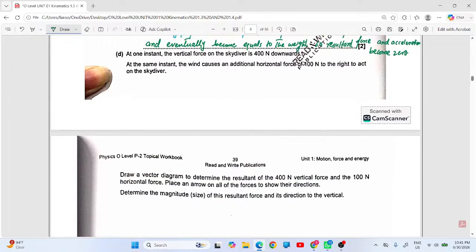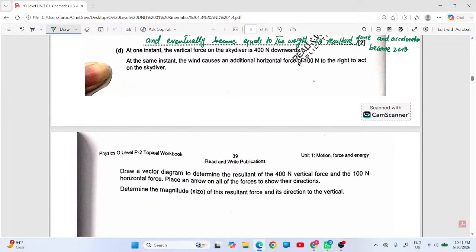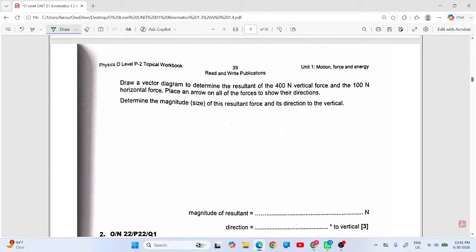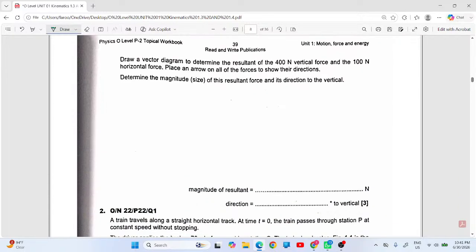Next is, at one instant, the vertical force on the skydiver is 400 Newton. At the same instant, the wind causes an additional horizontal force of 100 Newton to the right to act on the skydiver. Draw a vector diagram to determine the resultant of the vertical force and 100 Newton horizontal force. Place an arrow on all of the forces to show their direction. You have to determine the magnitude of the resultant force and its direction.